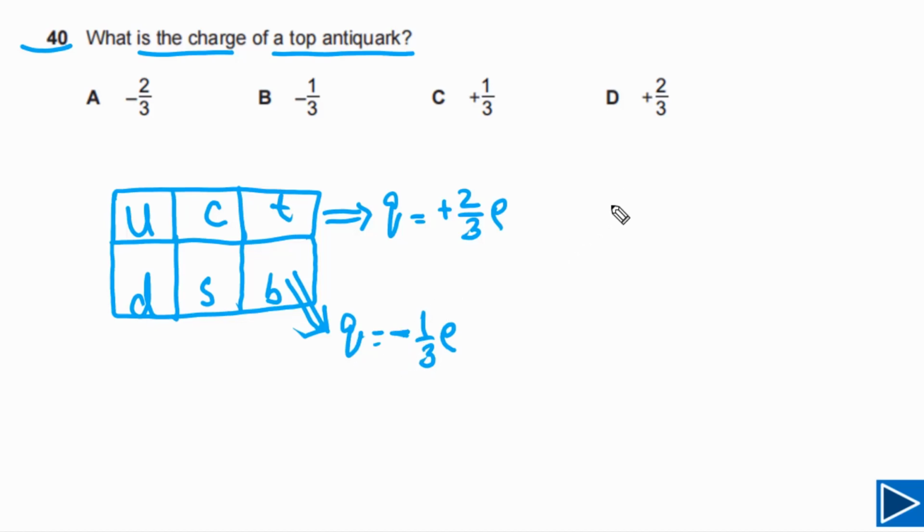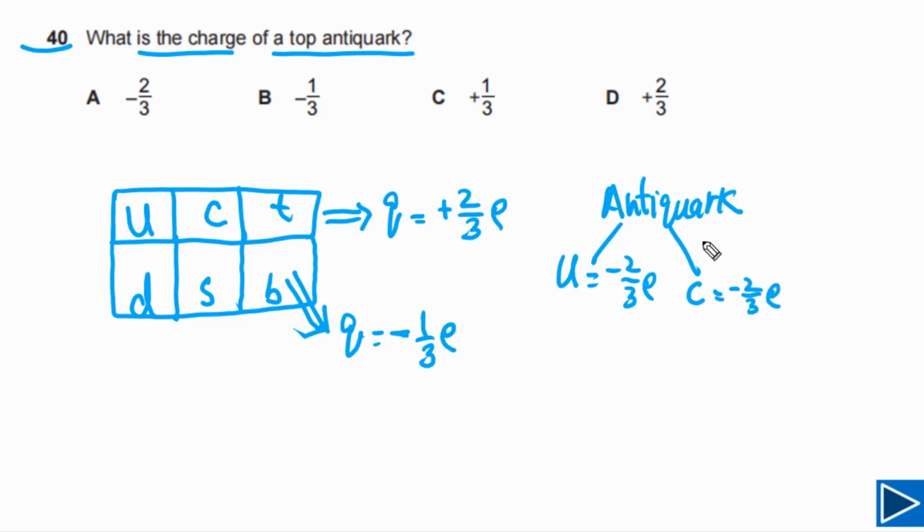Next we need to understand the anti-quark. An anti-quark has the opposite charge. For example, for the anti-up quark, the charge will be equal to negative 2 by 3e. For the charm anti-quark, the charge will be 2 by 3e. And for the top anti-quark, the charge will be negative 2 by 3e.